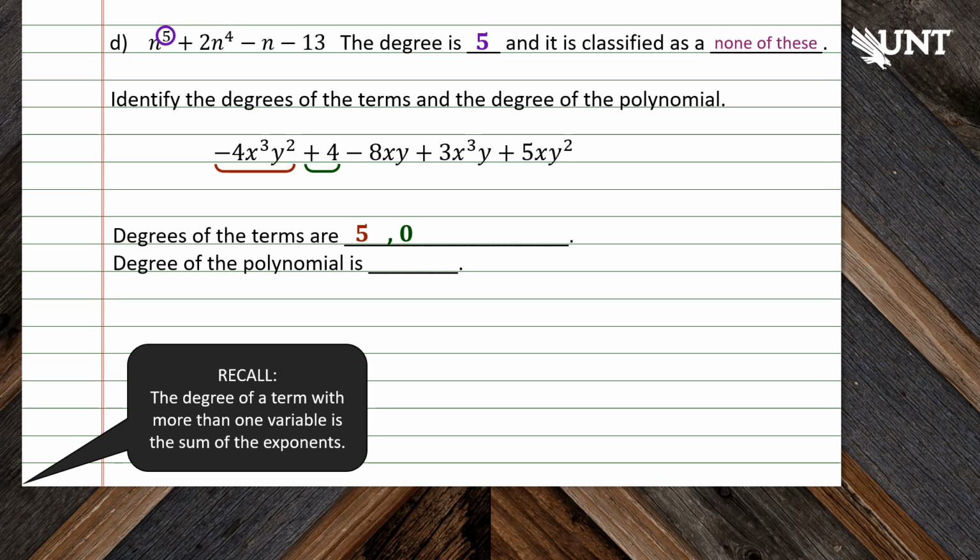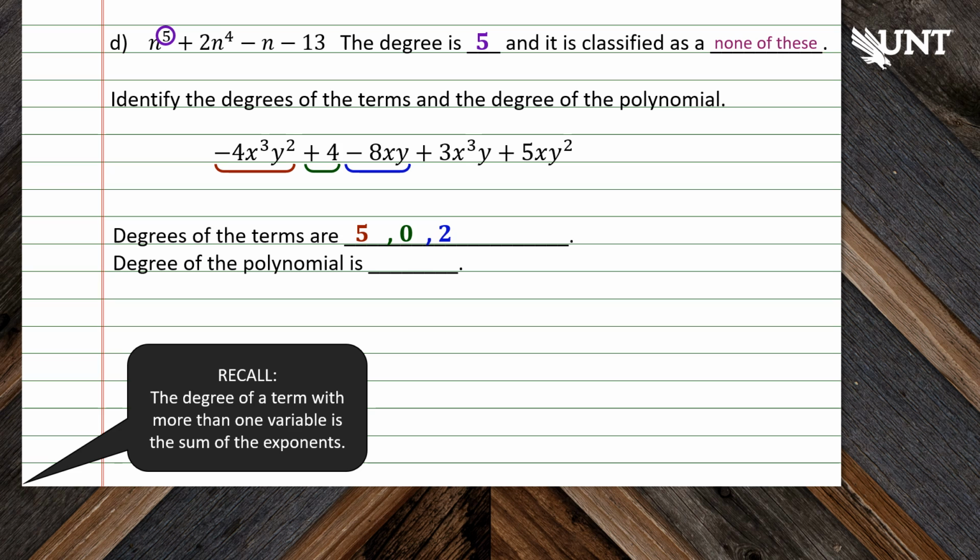The next term we have is minus 8xy. And again, as we look at the exponents of x and of y, we appear to not see the exponents, but recall, there's imaginary 1s there. So what is 1 plus 1? 2. So that term has a degree of 2.